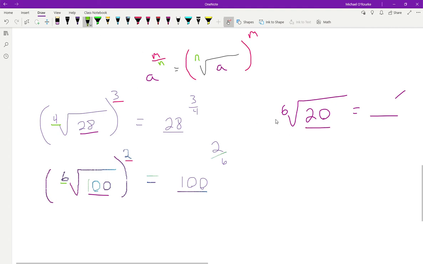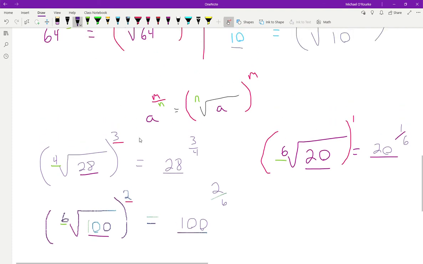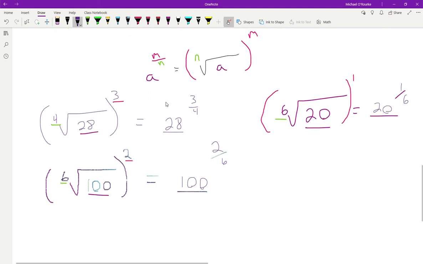Boom, boom, and oh, there is no other one there. But we know if it's not there, it's a 1. So my answer is going to be 20, 6, and 1. All right. So if you can go backwards and forwards here using this rule, you're good to go pretty much.